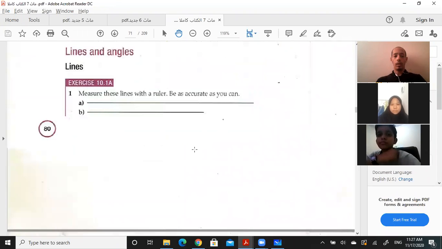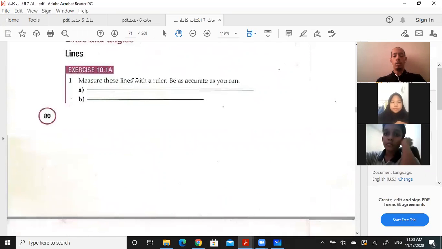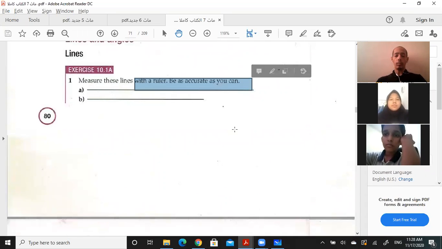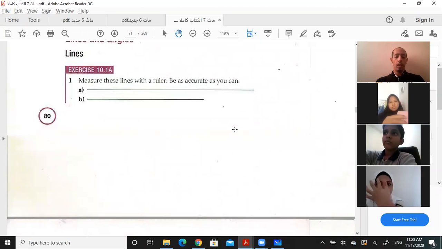I think you already studied this in previous grades: how to measure angles and lines. For lines, it is very easy to measure. You are going to use the ruler to measure the lines, right? So you can measure lines in centimeters using the normal rulers you have.